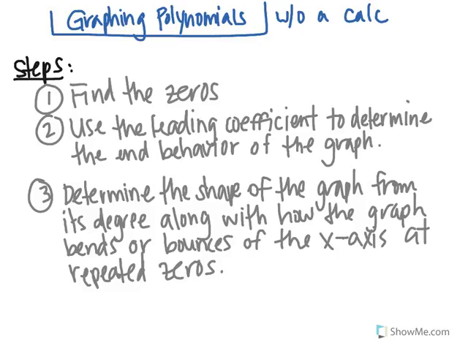So if it's degree 4, you'll have 4 turns or 4 directions, along with how the graph bends or bounces off the x-axis at the repeated zeros. So remember, if it was an even degree, it would bounce off, and if it was odd, it would slice through but kind of bend at the zero.